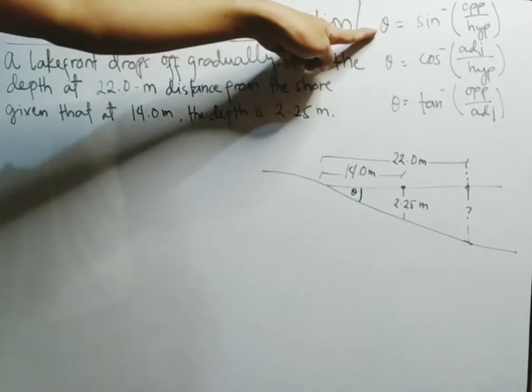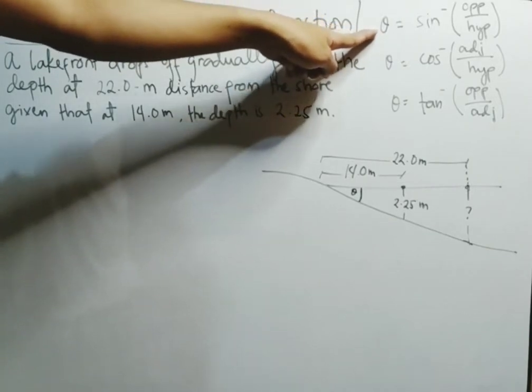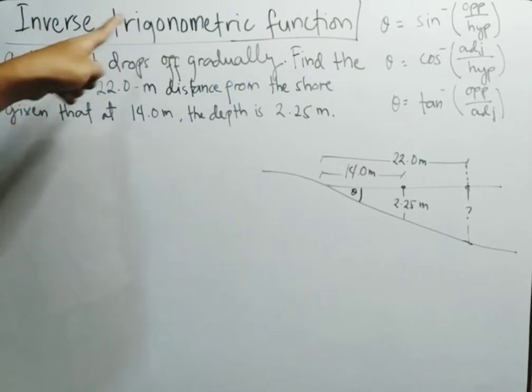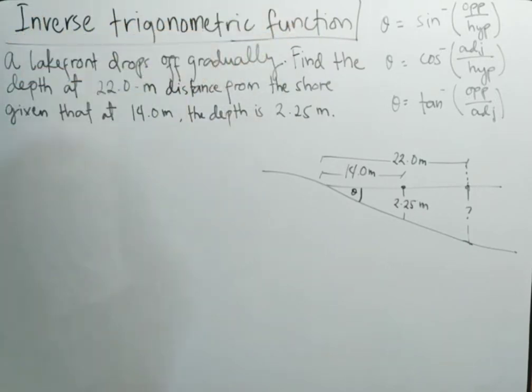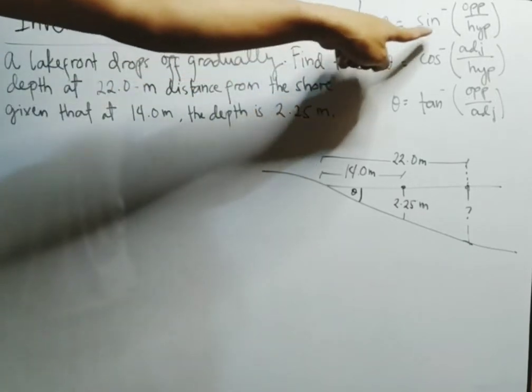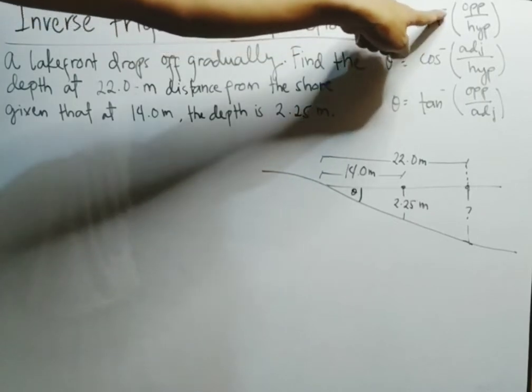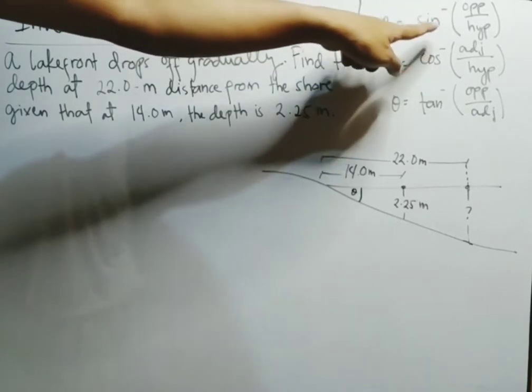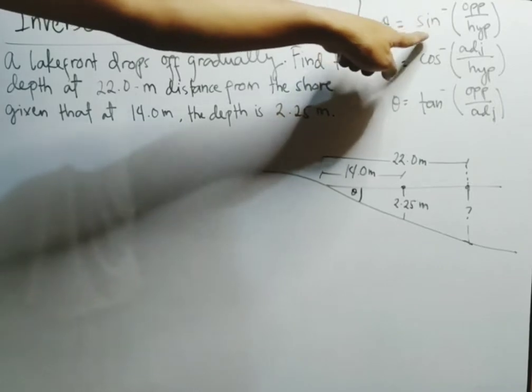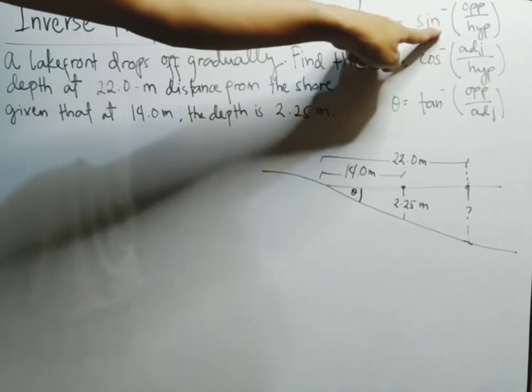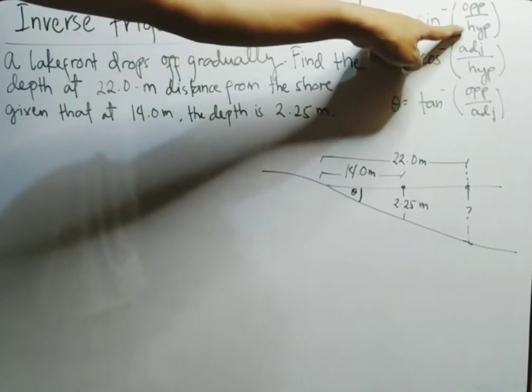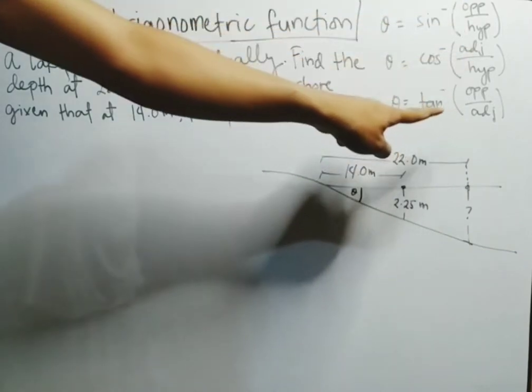Okay, now, ang problem natin, paano kung ang hinahanap natin ay ang angle theta? Okay? So, dito, gagamitin natin ang tinatawag nating inverse trigonometric function, kung saan ang angle theta is equals to sine raised to negative 1, or sometimes, or most of the time, we call that arc sine. That would be arc sine of the opposite side over the hypotenuse.